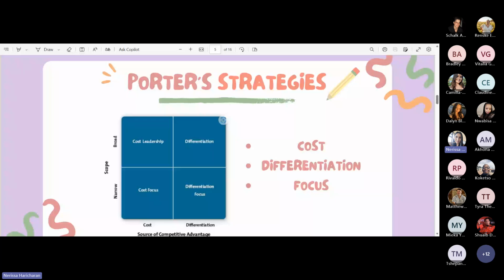When we're talking about cost leadership, as a business you want to aim to be the lowest cost producer in the specific environment that you're in. When you're talking about differentiation, you want to offer a product or a service that is unique to the market. Maybe it's a high value product, or maybe it's a service of premium quality. Maybe it's a personalized service.